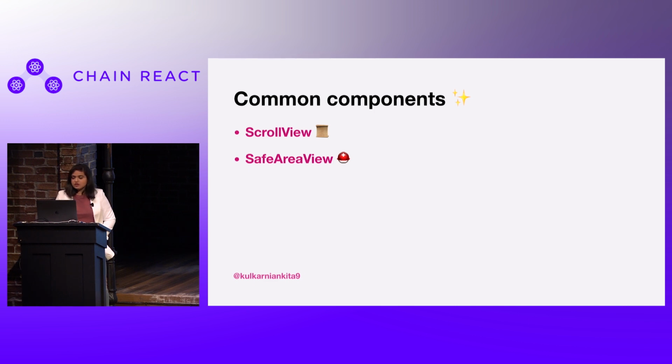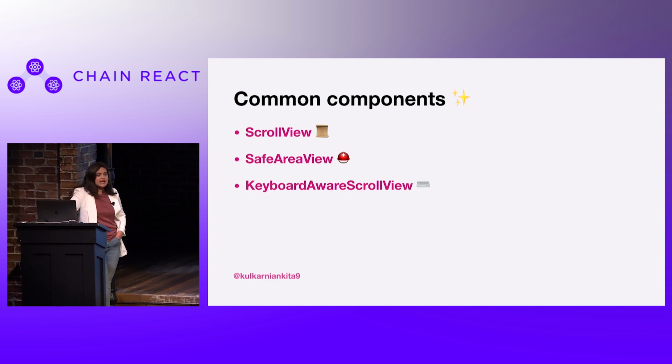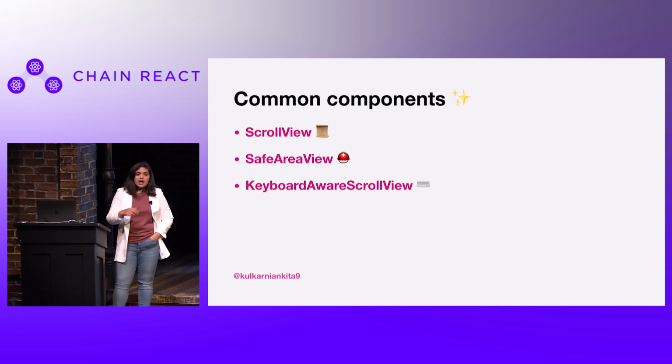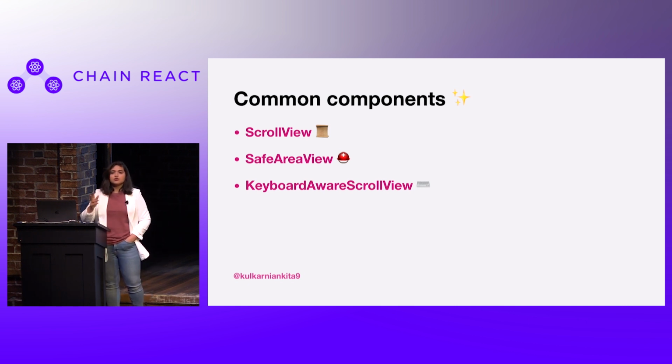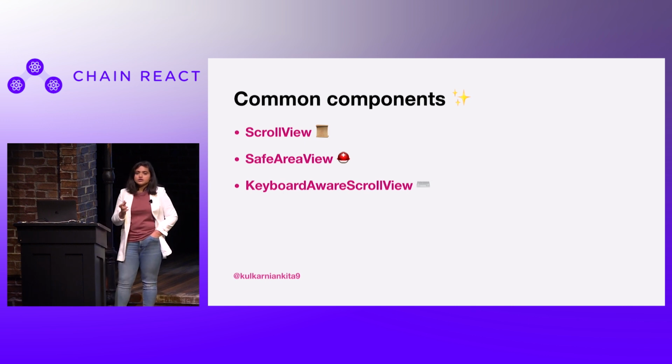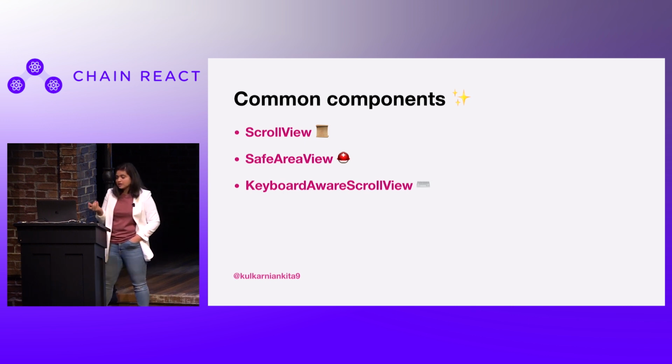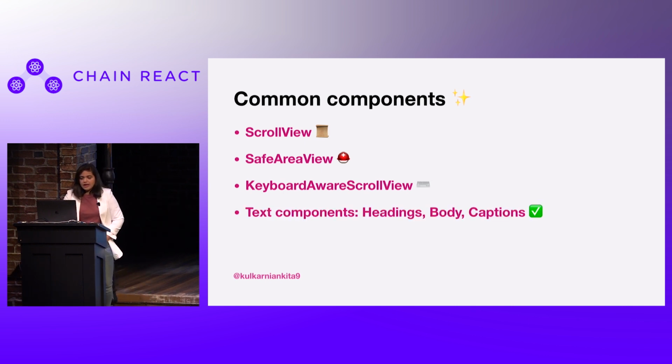Safe area view was another component that we built, just because iPhones. Keyboard aware scroll view, because obviously a lot of these apps also have forms, right? So how the different text components are going to interact with each other. If you have two text boxes, how is it going to behave when you hit next: is it going to go to the next text box, or is it just going to press enter, and so on. And obviously these text components that I've been talking about, such as headings, body, captions, and so on.